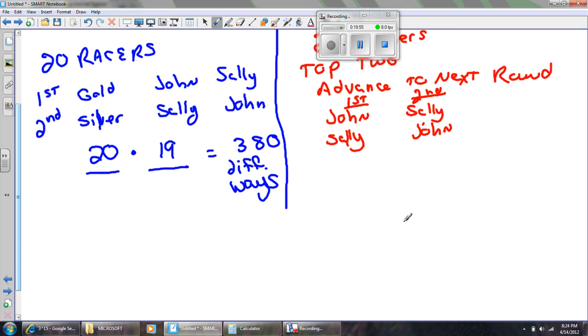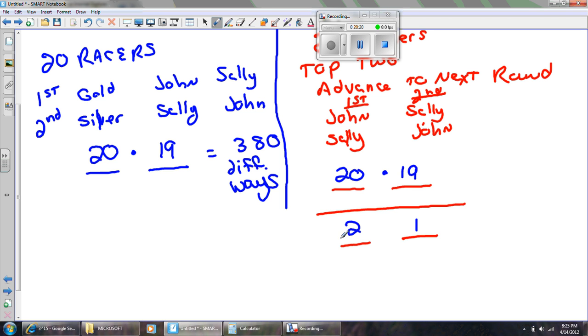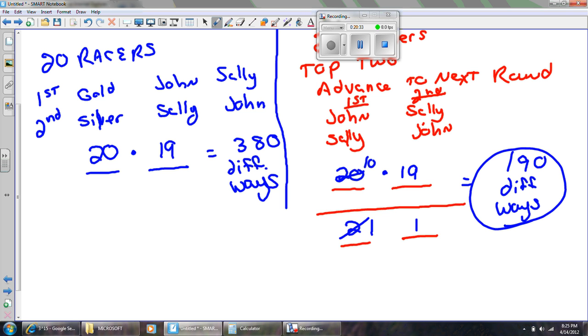So I care about two outcomes, or 2 racers. I draw my fraction bar, and if I put 2 spaces upstairs, I put 2 downstairs, right? How many racers have a chance to finish in first? At the start, 20 and 19. Notice the combo looks just like the perm. Down here, this is the hard part. I put a 1 and I put a 2. All right, 2 goes into 20 10 times. 10 times 19 is 190 different ways that the 20 runners could finish in the top 2 places.